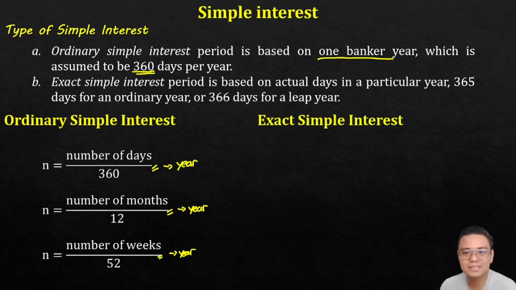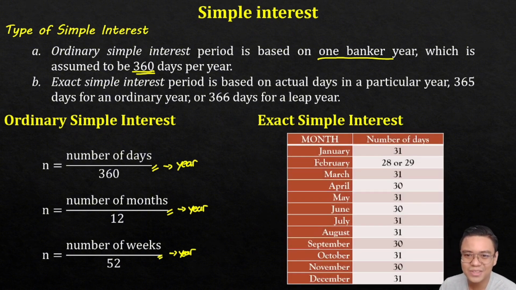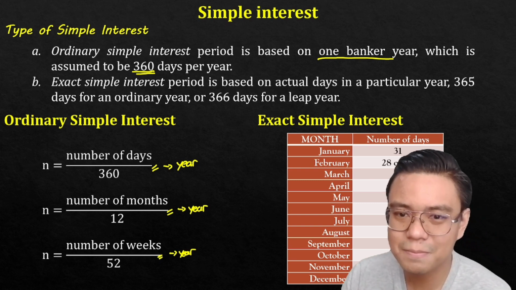Now, what about naman sa exact simple interest po? So, sa exact simple interest, dapat alam natin yung days natin. Okay? So, eto po. You have the January up to the December. So, pansinin nyo, sa February, it's either 28 or 29. Now, magkakaroon lang ng February 29 pag nasa leap year tayo. Pag wala po tayo sa leap year, 28 lang siya. March 31, then 30, there's a pattern there. In fact, you can use your hands on how to determine the leap year there.